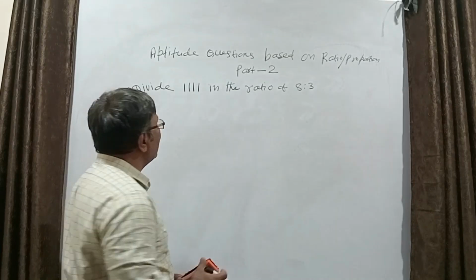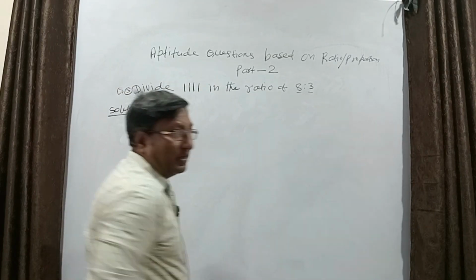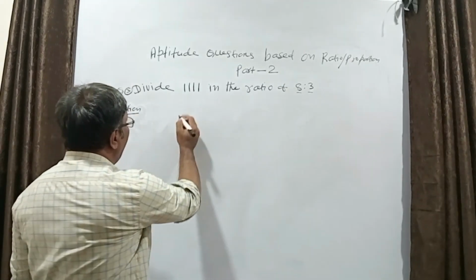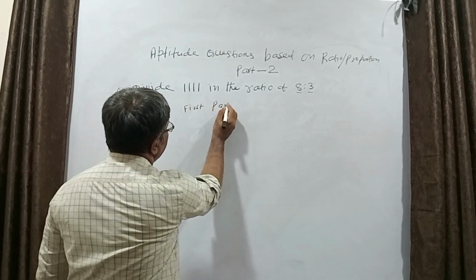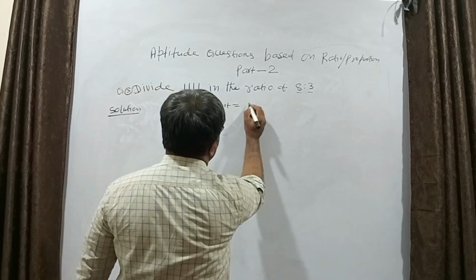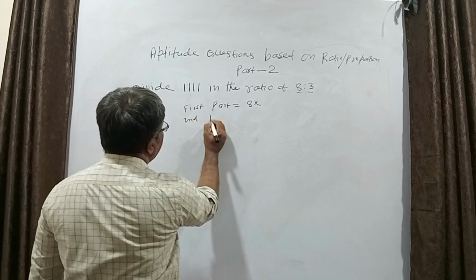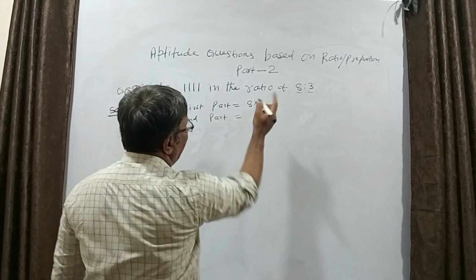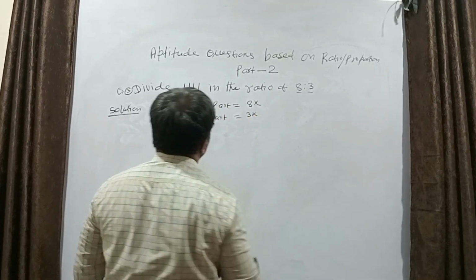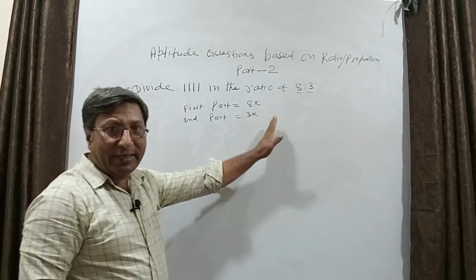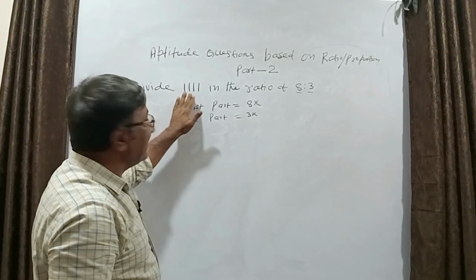The basic concept is that we are dividing this in the ratio of this and this. So what will the first part be? The first part is 8 ratio, so this is 8x. In the same way, the second part ratio is 3, so this will be 3x. Now the first part is 8x and the second part is 3x.